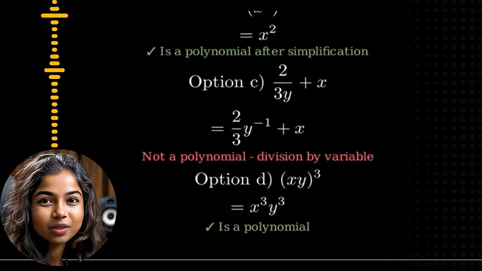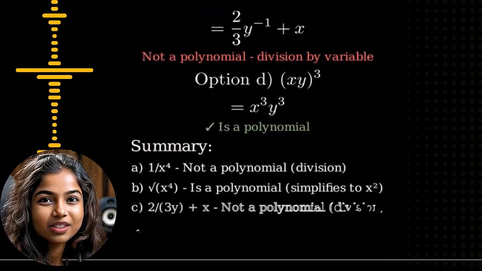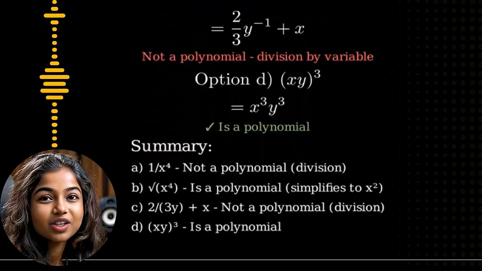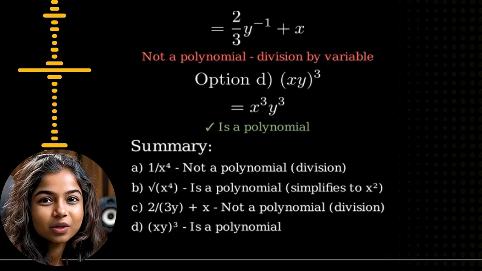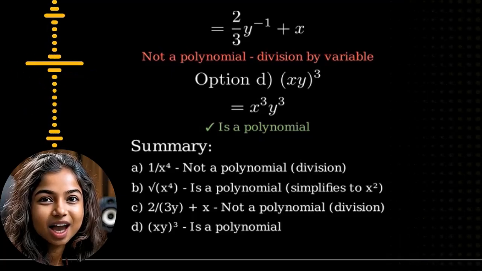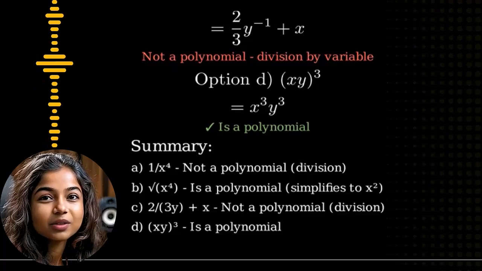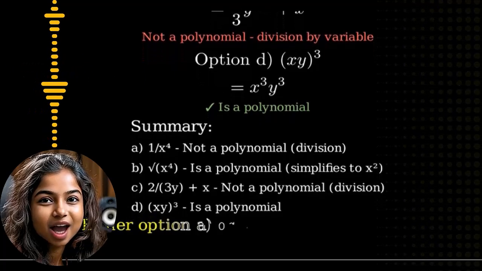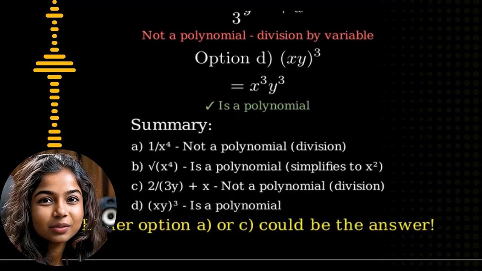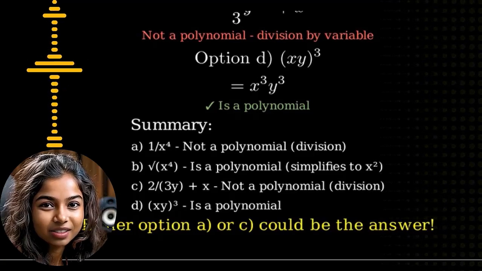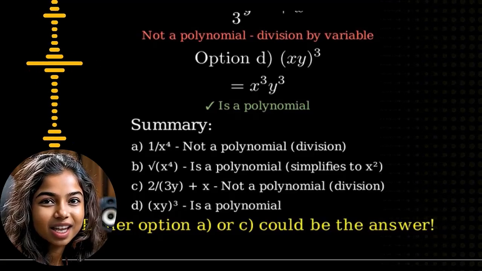Let's summarize our findings. Options A and C are not polynomials because they involve division by variables. Option B, while containing a square root, simplifies to a polynomial. Option D is a straightforward polynomial. Therefore, both options A and C are not polynomials, but since we need to choose just one answer, we can pick either one as our answer.